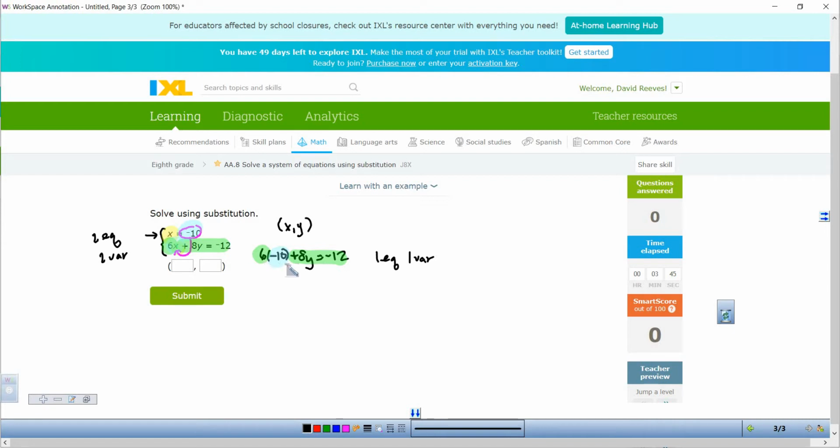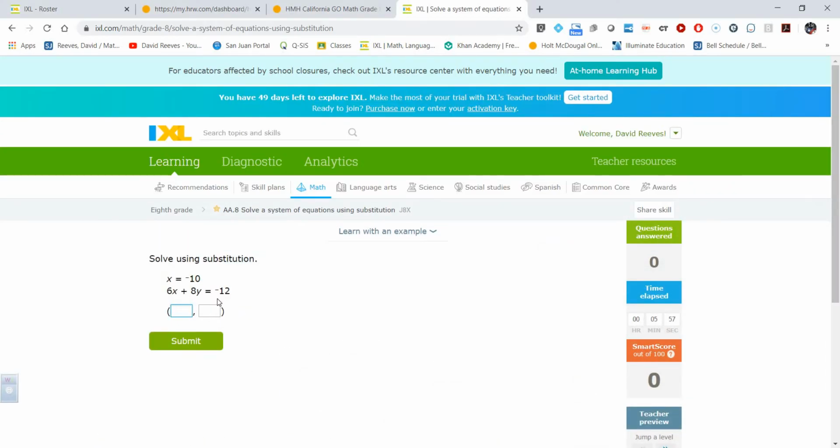Because now we can solve this equation. 6 times -10 is -60 plus 8y equals -12. How do we solve equations in one variable? We use inverse operations to get that variable by itself. I'm going to go ahead and add 60, and I get 8y equals 60 take away 12 is 48. I divide by 8, and I get y is equal to 6. Awesome. So now I know that y is equal to 6.